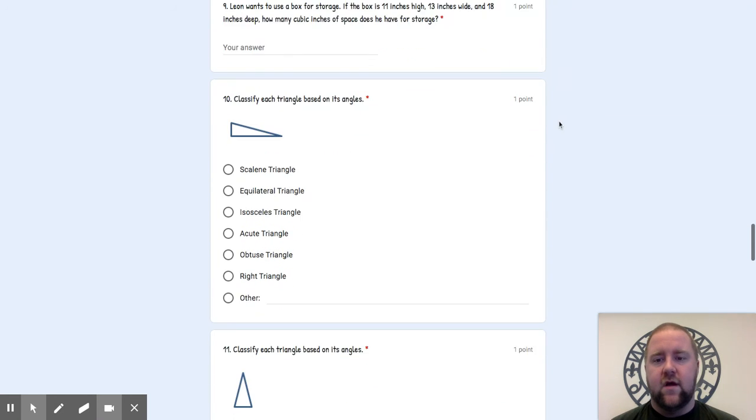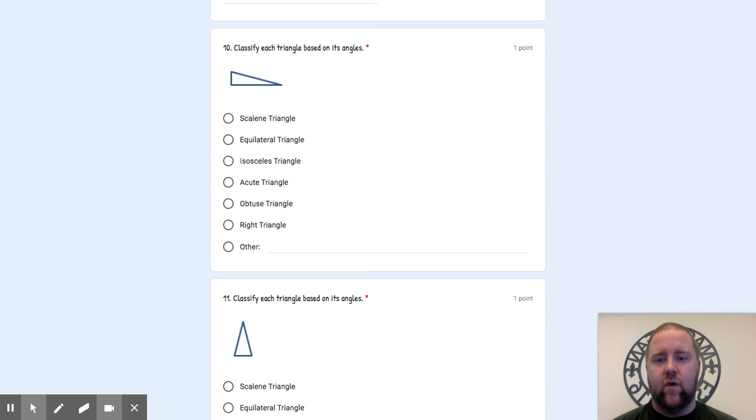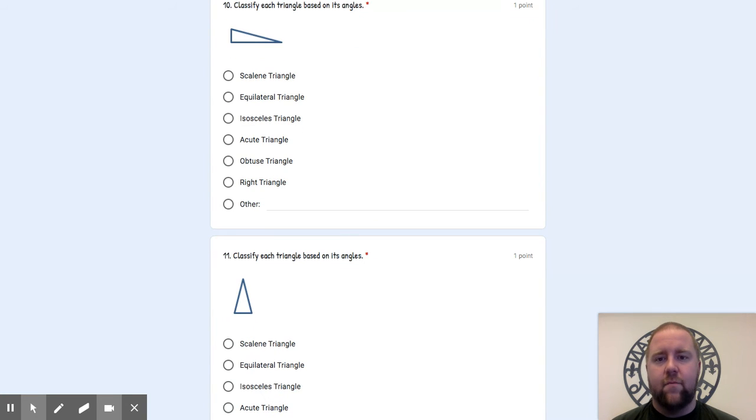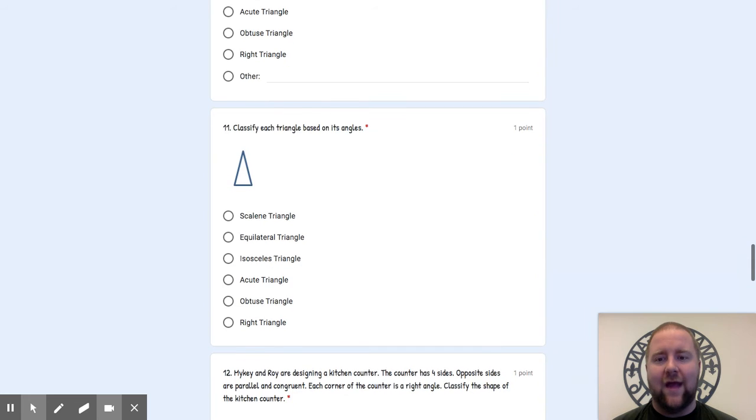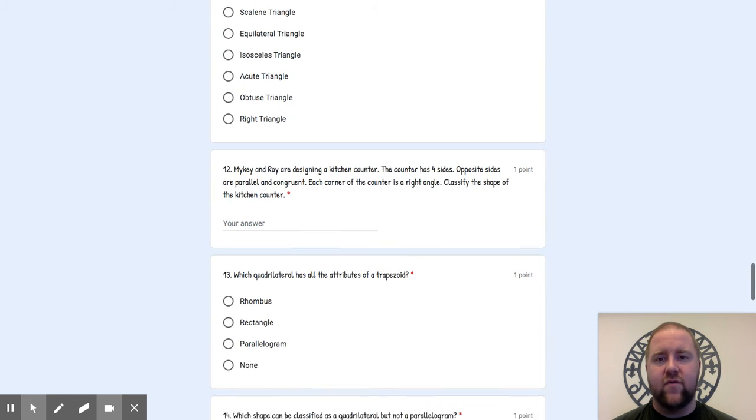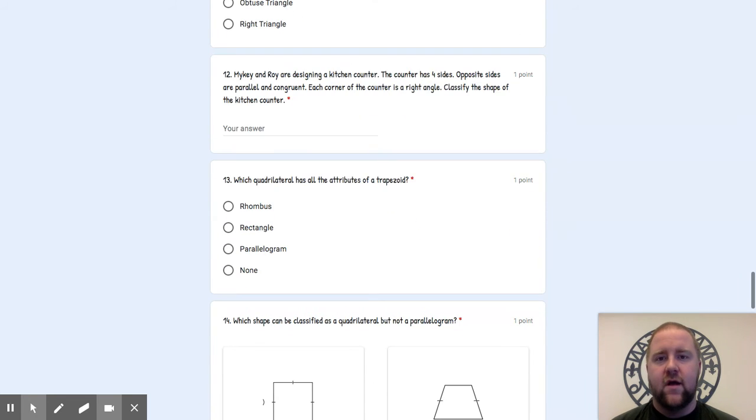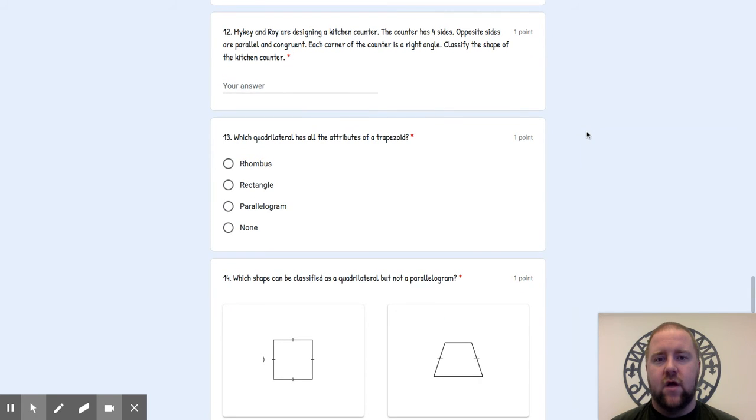All right. Number 10 and 11, we are classifying triangles based on their angles. So look at the angles and try and do your best guesstimate as to what angles are there in order to classify the triangle. Another word problem, we've got Mikey and Roy making a counter on their kitchen counter, excuse me. It says the counter has four sides. Opposite sides are parallel and congruent. Each corner of the counter is a right angle. Classify the shape. So classify as best as possible, okay?